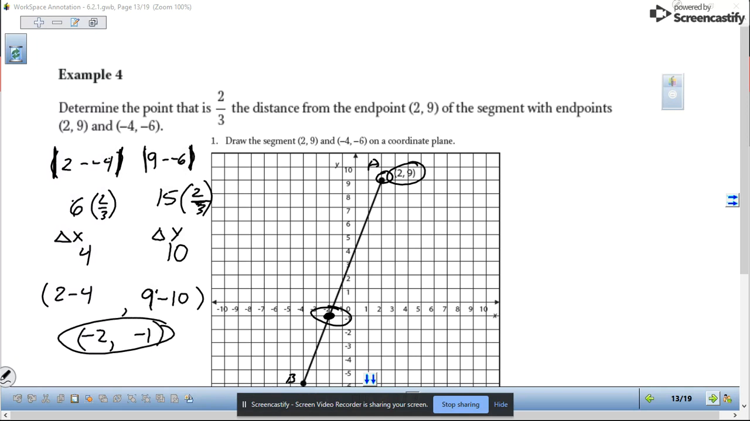Also, if you think about it, you could do this the other way. You could start at point B, and you could go 1/3 of the distance to point A. Okay, it's another way to think about it. So yeah, and then obviously we'll stop there.